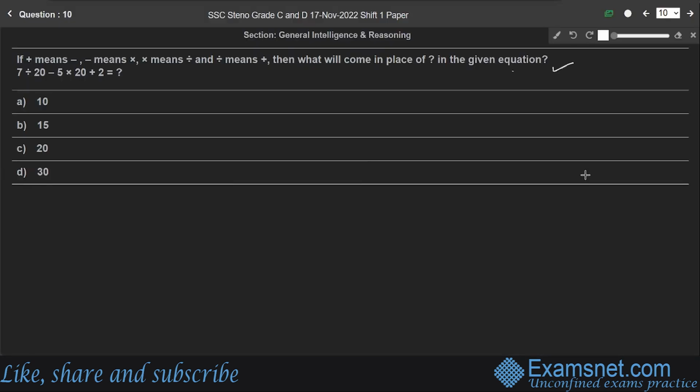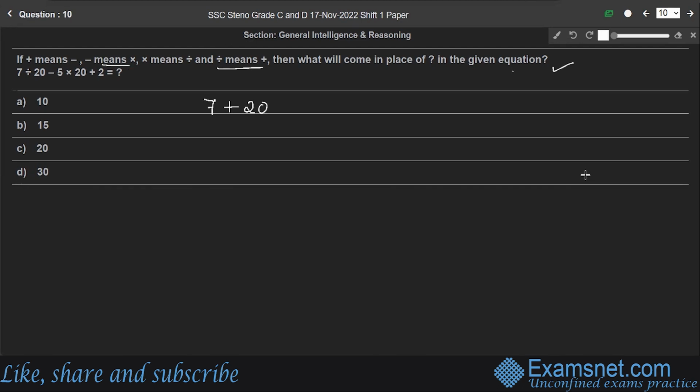Question number 10. If plus means minus, minus means into, into means divided by, and divided by means plus, then what will come in place of the question mark in the given equation? This is the given equation. So let us write the given equation by replacing the mathematical symbols. Here, divided by means plus, so 7 divided by becomes 7 plus 20 minus 5.